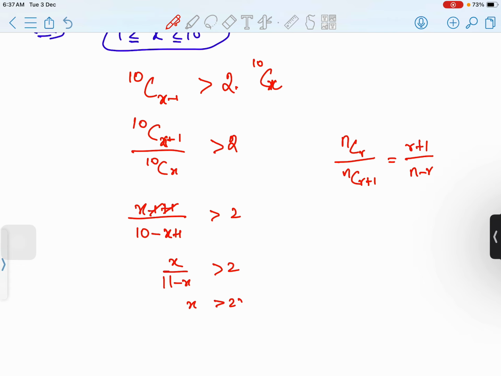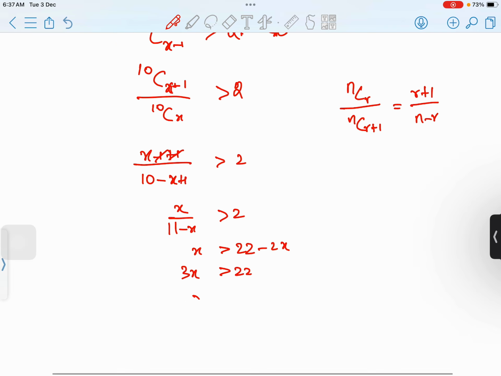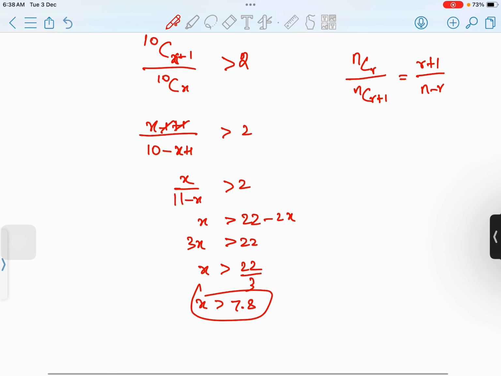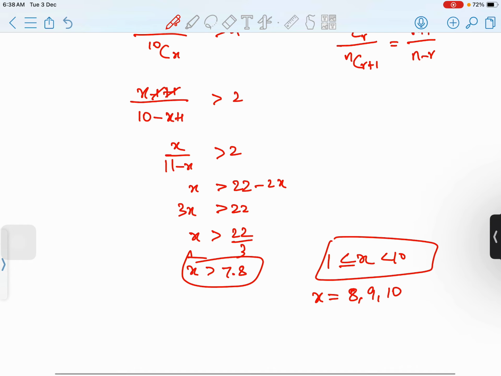X value should be 22 minus 2x. So 3x should be greater than or equal to 22. So x value is 22 by 3, somewhere around 7.1 or 7.3. So x value is more than 7, and we know that x value lies between 1 to 10. Because they asked for the least positive integer value, the possible integer values are 8, 9, 10. So the least value is 8.